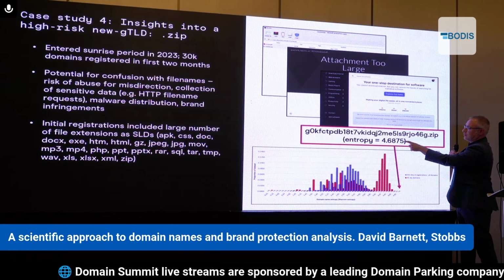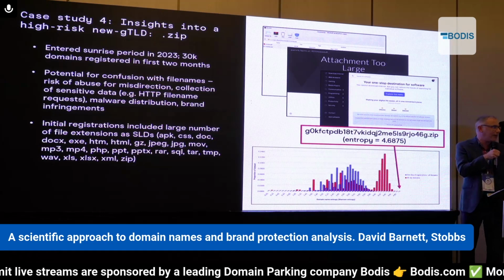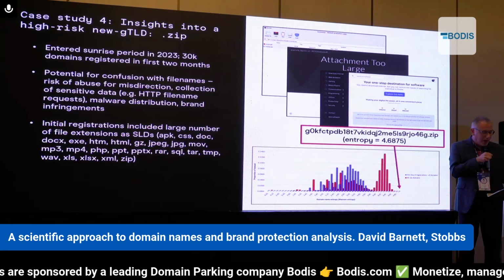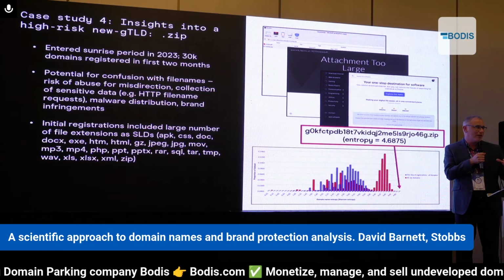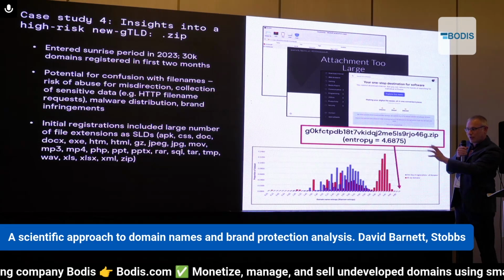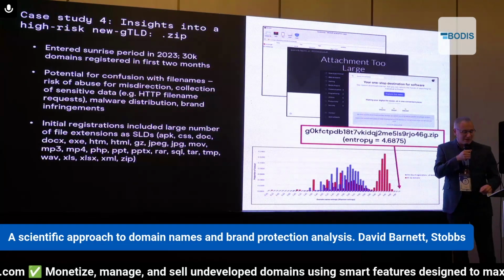That's actually the highest entropy domain in the data set, but we saw a lot of these long random strings being registered as domain names. And that's something that we do typically see when people are using automated registrations to be used for malicious activity. So that's why it's quite a useful proxy for malicious activity.